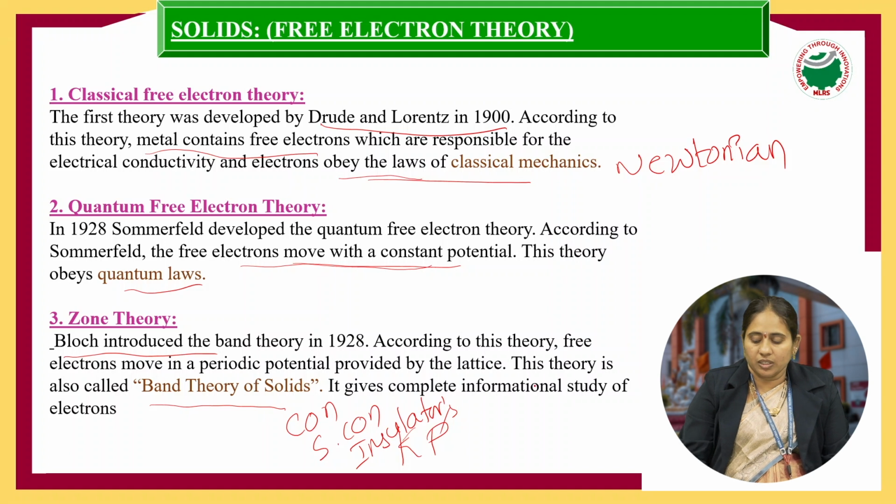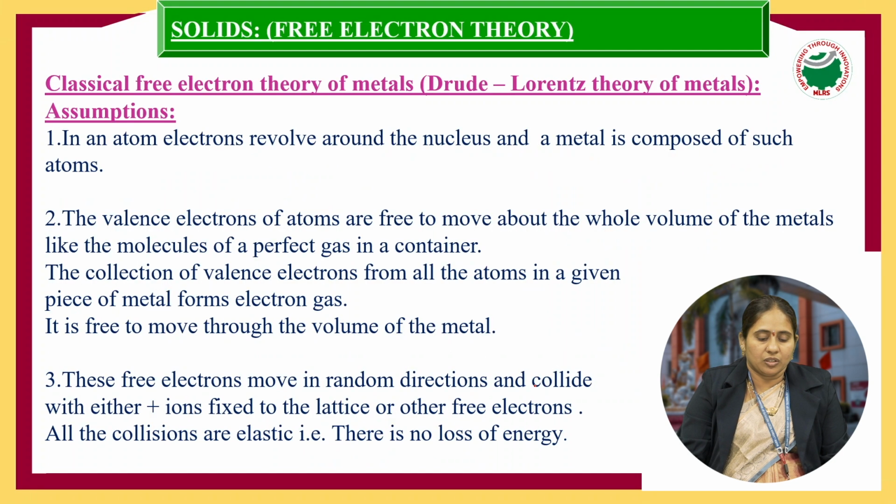This free electron theory was developed in three stages. One is classical free electron theory, then quantum free electron theory, and zone theory. Classical free electron theory was by Lorentz and Drude; quantum free electron theory by Sommerfeld; and zone theory was developed by Bloch, and later it was extended by Kronig and Penney. So next, the first stage of the free electron theory, that is classical free electron theory. In this we have the assumptions taken by Lorentz and Drude, the successes and the failures. So now we will see.